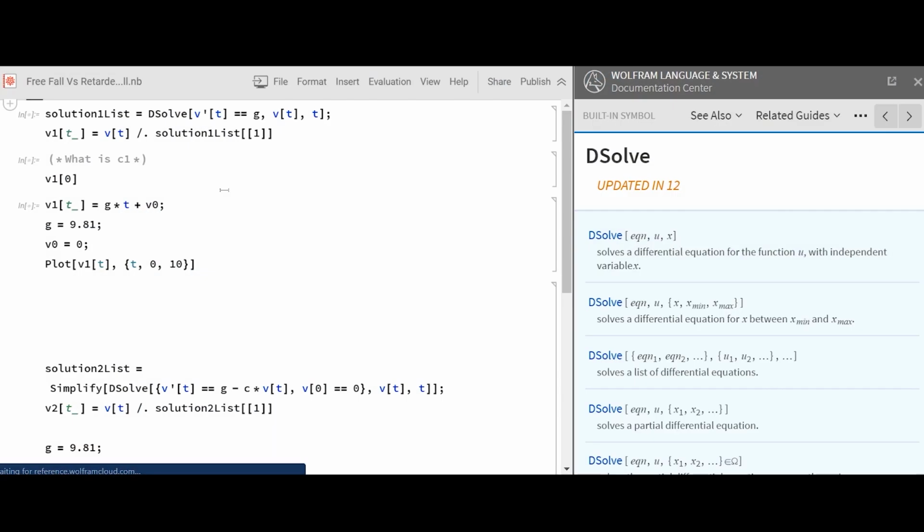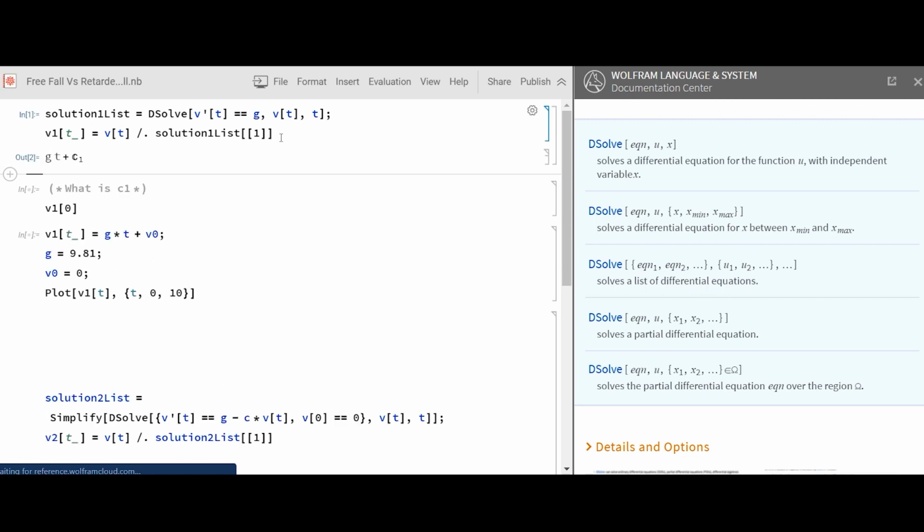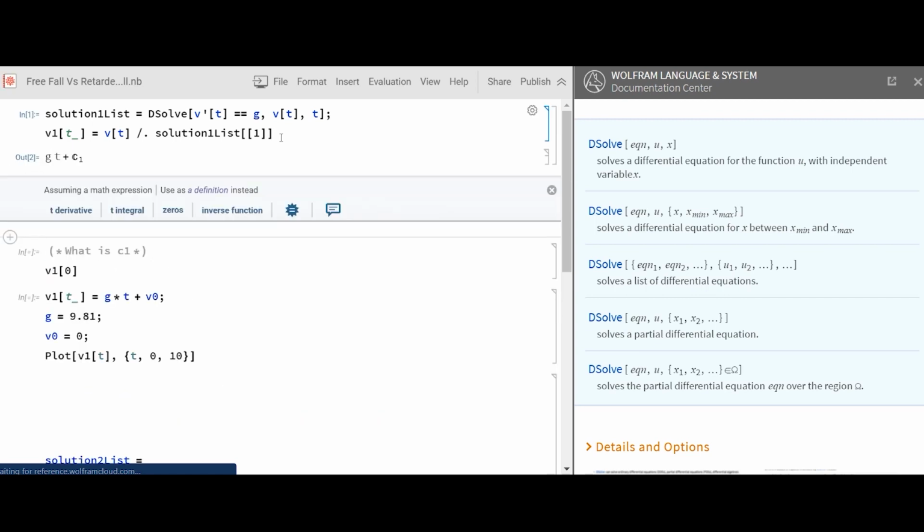So right here I am in Wolfram Cloud, and I'm using DSolve. Let's look at this piece here. What DSolve does is solve a differential equation for the function u with independent variable x. So here I want to solve for v of t, the velocity, and I'm giving it my differential equation, which is the one that I solved earlier. But let's see what we get, and we can see that we get gt plus c1.